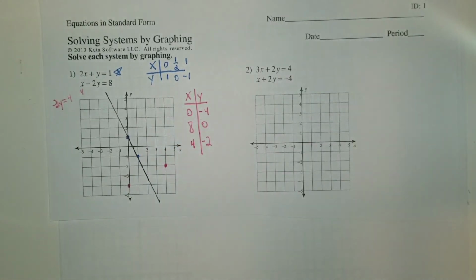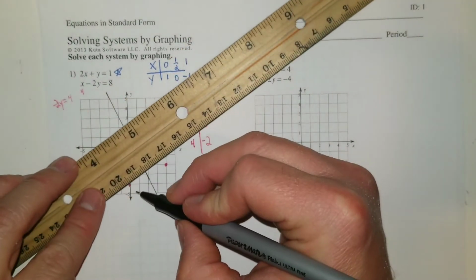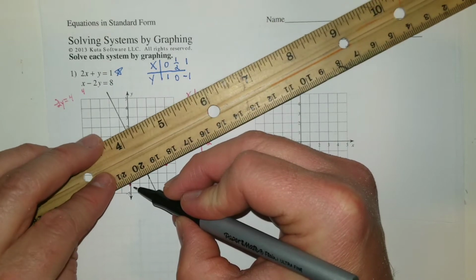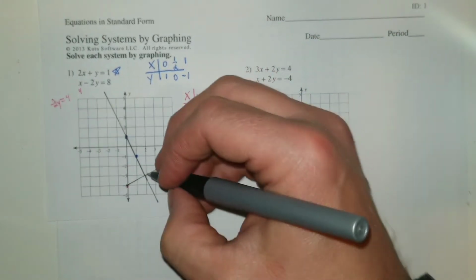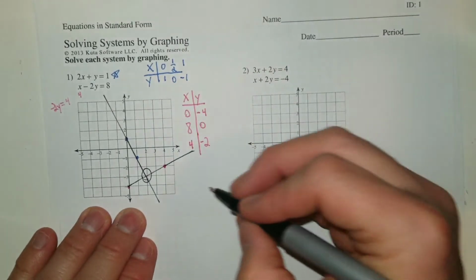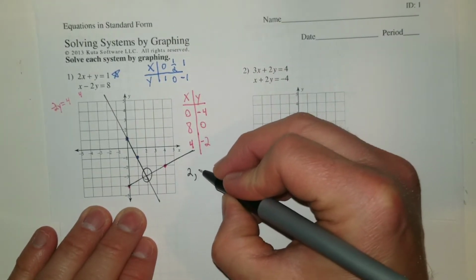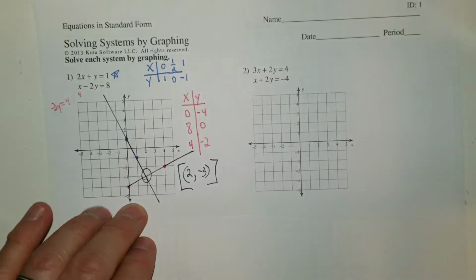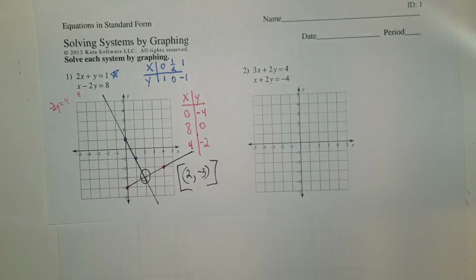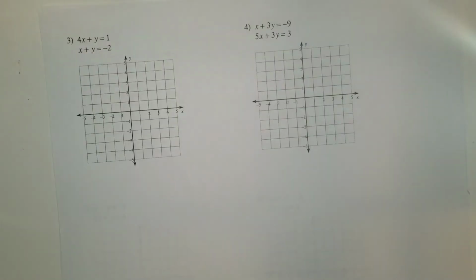And now I can, using my straight edge, figure out where they meet. And informally, I know it's going to hit at 2 comma negative 3. I would take my guess at that. Once again, this is an informal way to solve it. All right, let's go on to our next one.